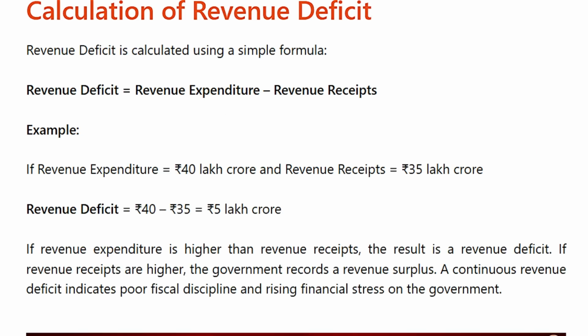Calculation of revenue deficit. Revenue deficit is calculated using a simple formula. Revenue deficit equals revenue expenditure minus revenue received. Example: if revenue expenditure is 40 lakh crore and revenue received is 35 lakh crore, revenue deficit equals 40 minus 35 equals 5 lakh crore. If revenue expenditure is higher than revenue received, the result is a revenue deficit. If revenue receipts are higher, the government records a revenue surplus. A continuous revenue deficit indicates poor fiscal discipline and rising financial stress on the government.